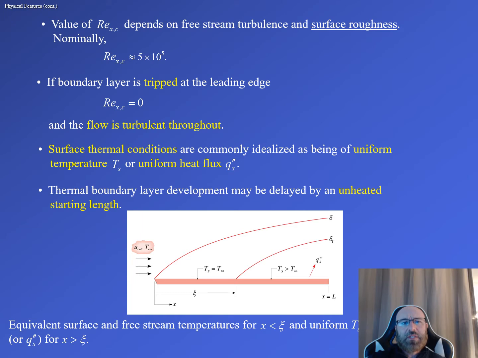So let's take a look at this diagram below. And what we can see is that we have our equivalent surface and free stream temperature. So here is our surface temperature, our T sub S, and our free stream temperature right here, our T sub infinity. Now, if our value here for x is going to be less than this distance right here, we can see that our surface temperature is going to be equal to our free stream temperature. So T sub S is equal to T sub infinity. But if our x value is going to be greater than this distance here and around here, we can now see that our T sub S, our surface temperature, is going to be greater than our free stream temperature right there. So T sub S is greater than our T sub infinity.